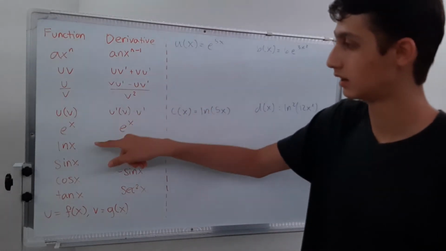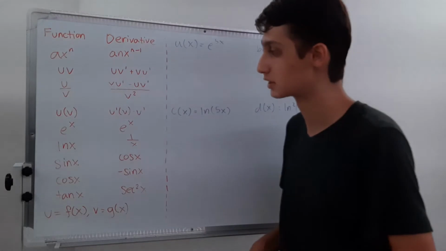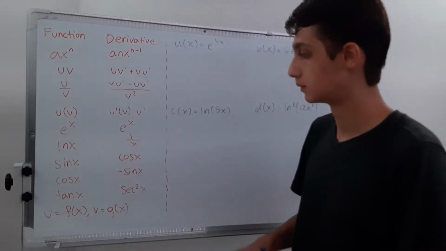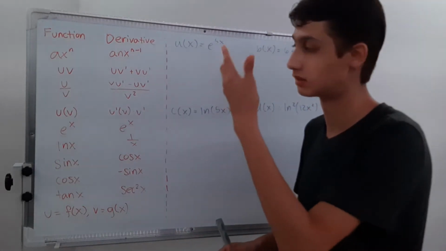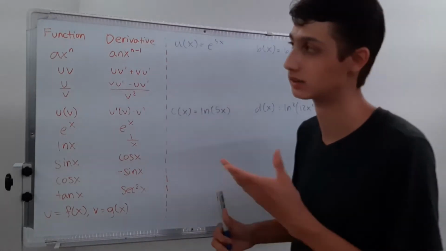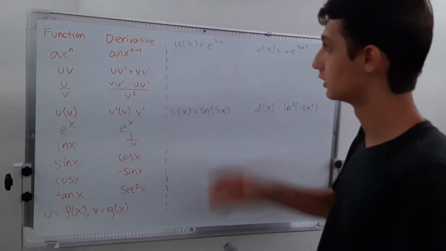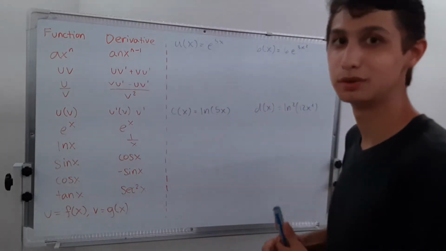We have e, natural log, and our 3 major trigonometric functions. Looks like a lot, but remember, these are all on your table. You can easily just look at them. Okay, you're allowed to see these. We have 4 functions here, and we're just going to use this. And yes, we will use the chain rule.